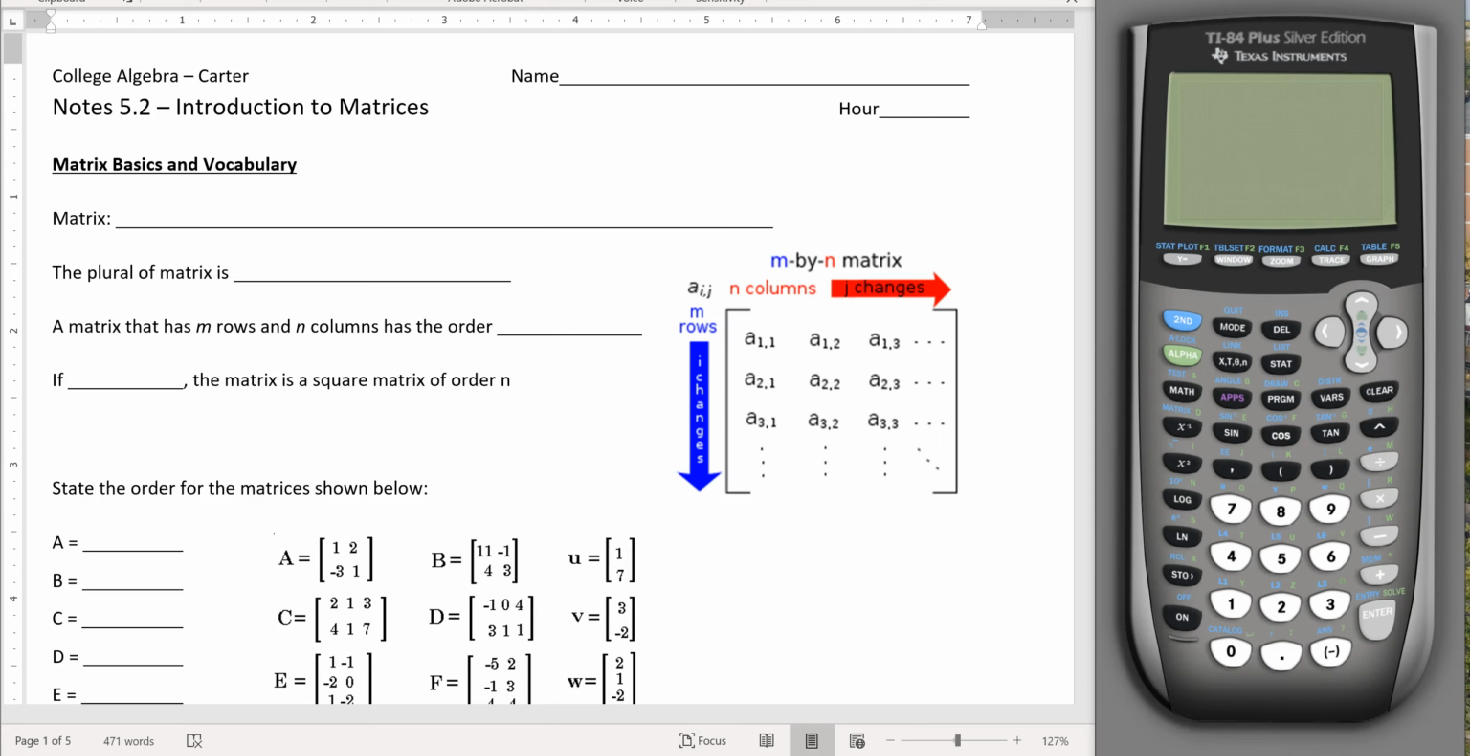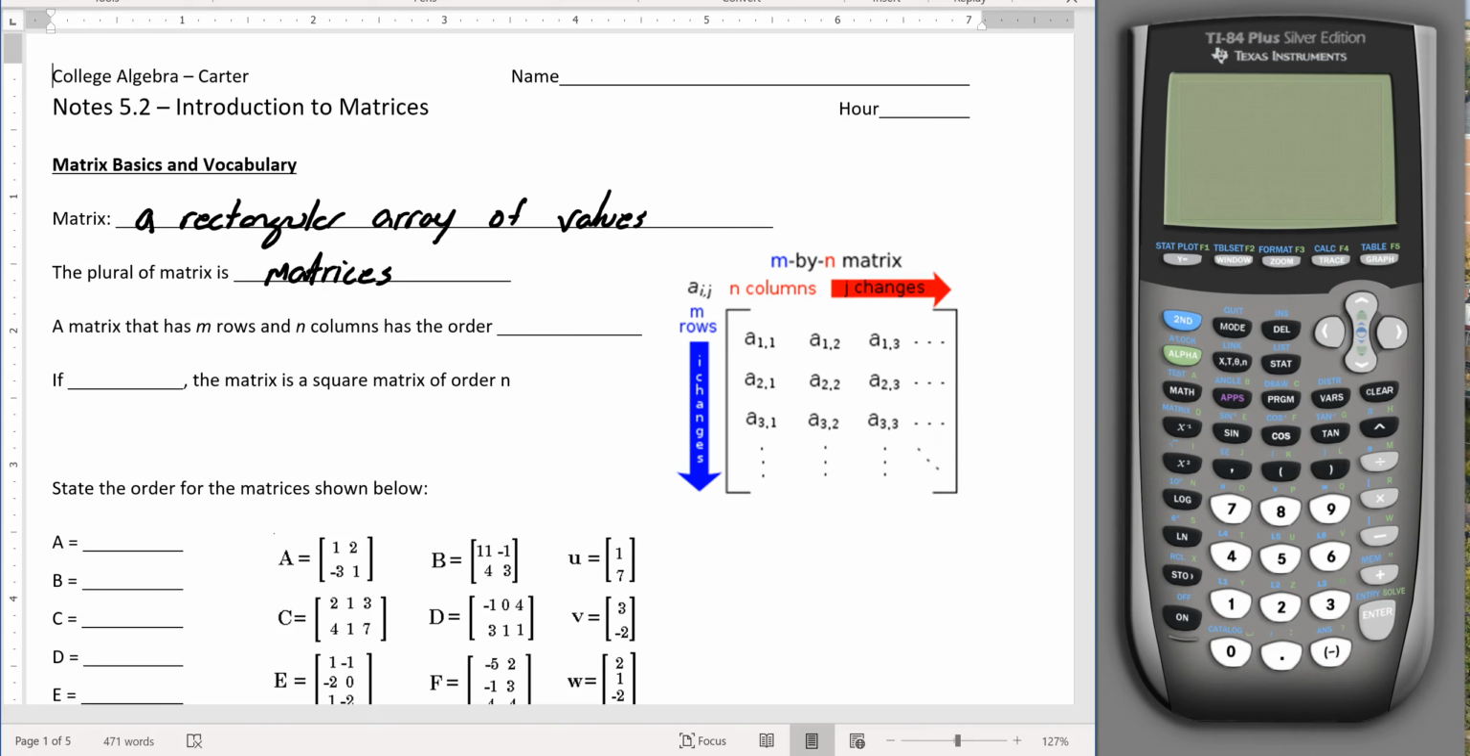So a matrix is a rectangular array of values. I have an example here. It's a rectangle where we're going to use rows and columns, and all of these A's just represent different values, okay? Now the plural of a matrix is matrices, so we're going to be dealing with matrices this unit.